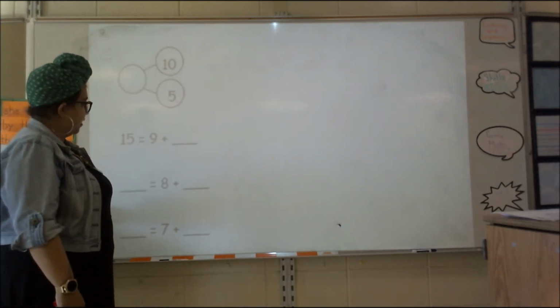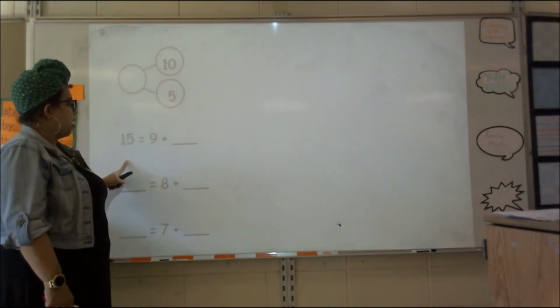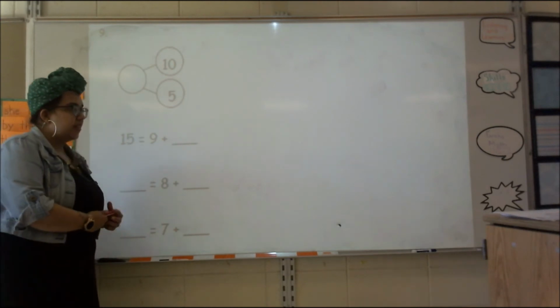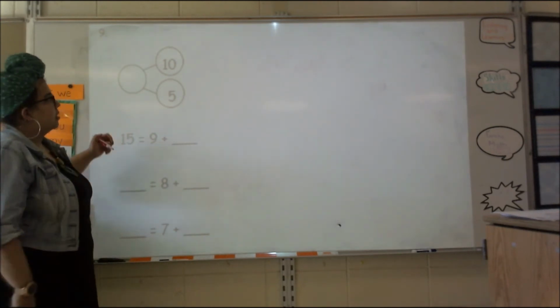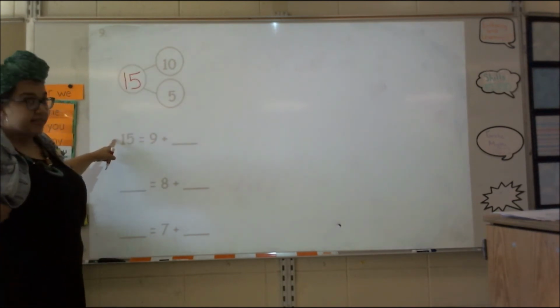All right, this time, the whole is not printed in our number bond, but our whole is still given. What is the whole? 15. Let's fill in the whole for each of these situations. In the number bond, the whole is 15. We know it's 15 because it says so here.